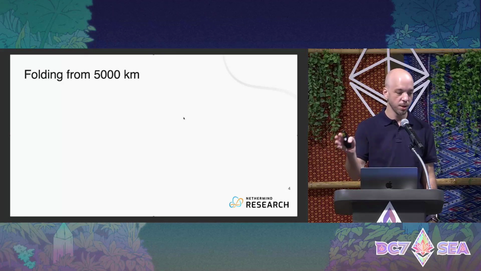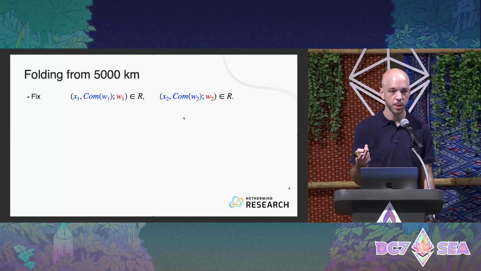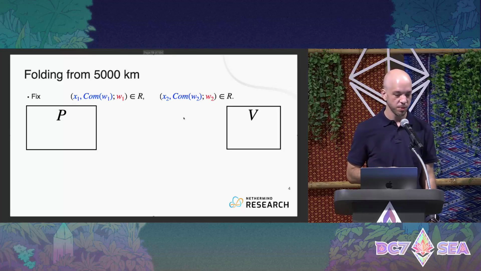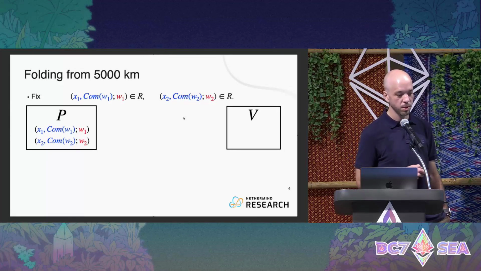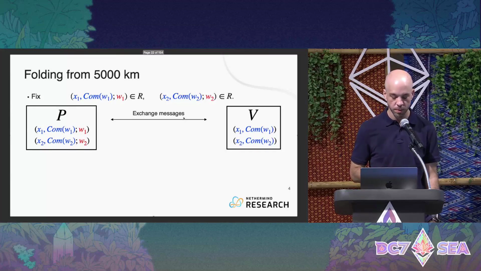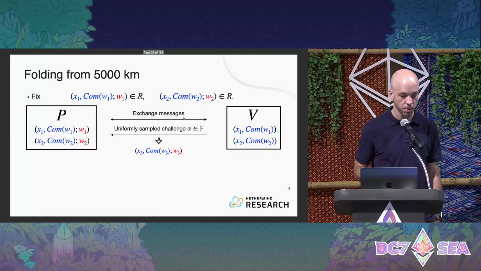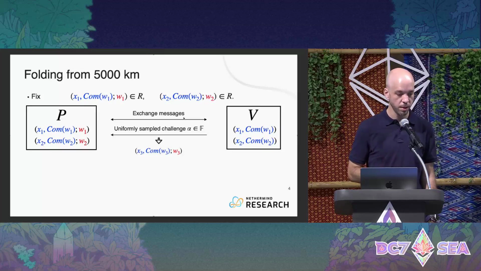Let's look at how folding looks from 5,000 kilometers away. As I said, in folding you have two instance-witness pairs of this form. There's a prover and a verifier. The prover knows the instances and the witnesses. The verifier knows the instances. Now they exchange messages. It doesn't really matter what's going on here for the purposes of this talk. At the end, the verifier sends a uniformly sampled challenge, and then the prover and verifier output a new instance-witness pair.